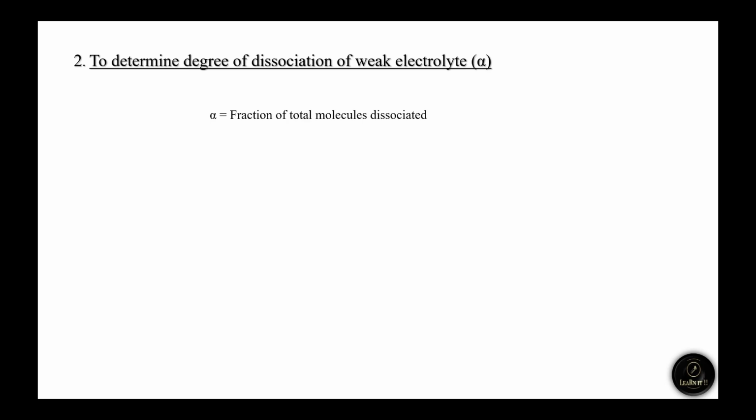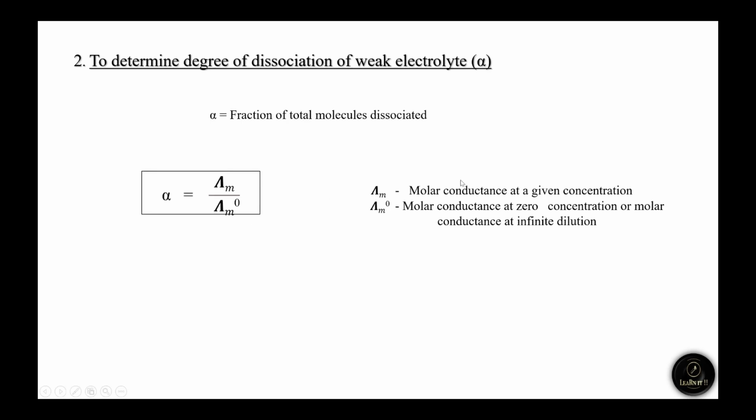The question comes how to calculate it by using the molar conductance. So there is a formula, that is alpha is equal to lambda m divided by lambda naught m. So lambda m is the molar conductance at given concentration, lambda naught m is the molar conductance at infinite dilution or zero concentration or limiting molar conductance. Here lambda naught m for weak electrolyte is already calculated by using the first application of Kohlrausch law, and lambda m can be calculated by using the conductometer experiment. Then we can understand the alpha or fraction of total molecules dissociated.